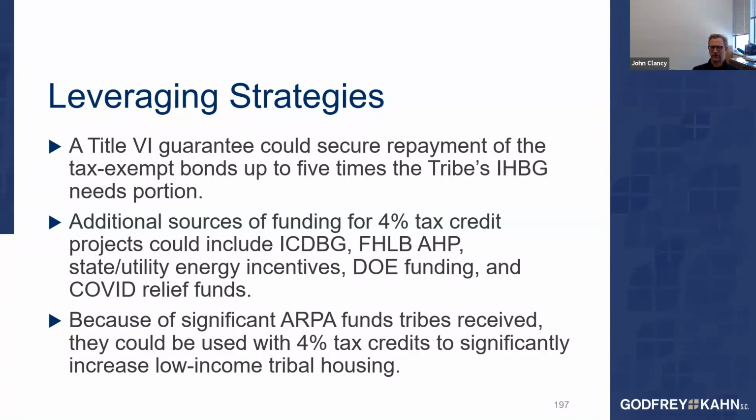The same thing is true, as I mentioned before, especially for the competitive IHBG program, where you might get up to $7.5 million and then be able to combine it with these tax credits and then expand what you can build and actually cover your leveraging and protect your NASDA money that way.